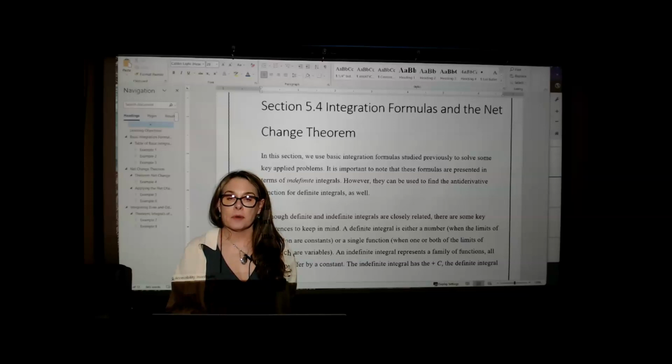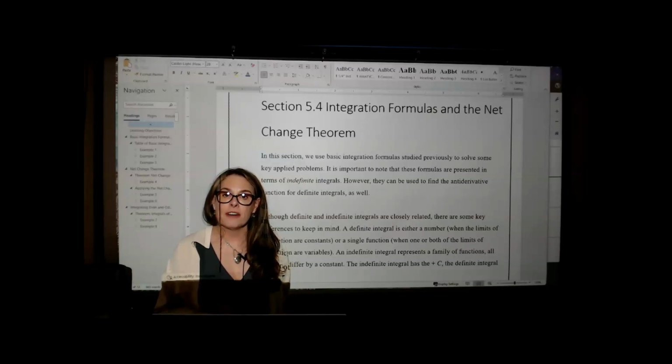I'll give you a table which has many of the common integration formulas again. Remember that although they're given in terms of the indefinite integral, you can still use them to evaluate definite integrals, since you need the antiderivative function in order to evaluate a definite integral.